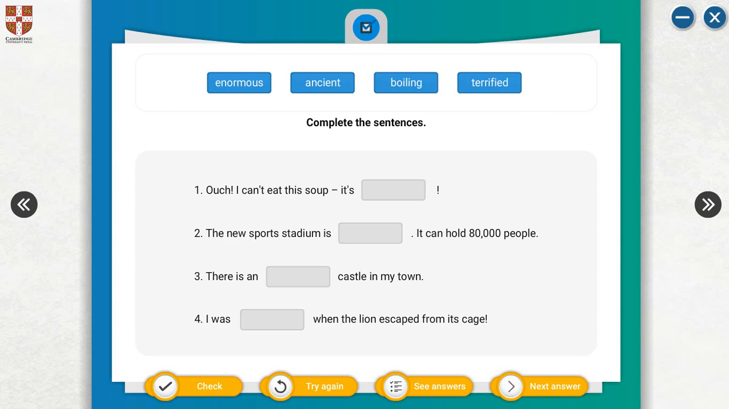Okay, firstly we will read the sentences. I can't eat this soup. I can't eat this soup. It is boiling. Ne diyor? Yemiyorum. Çok sıcak.